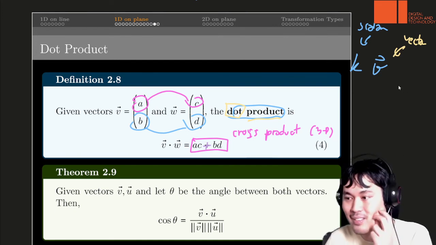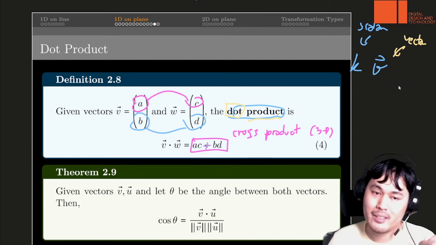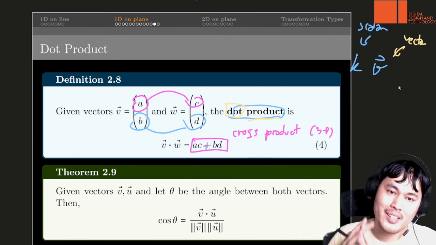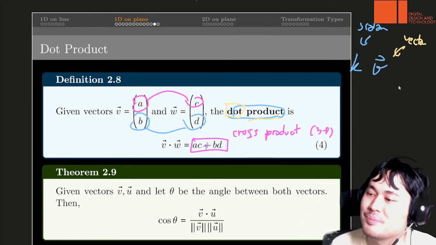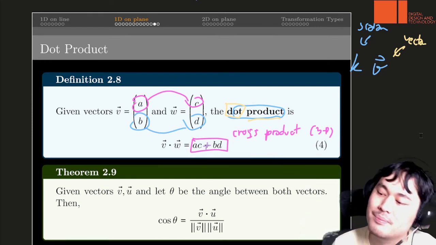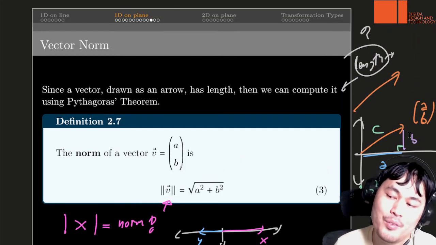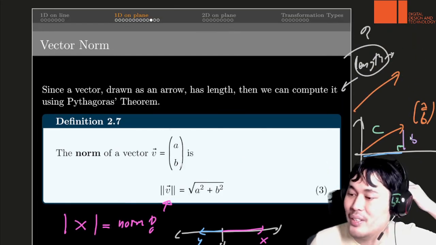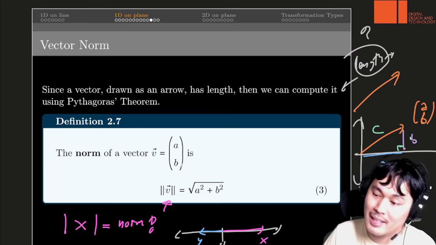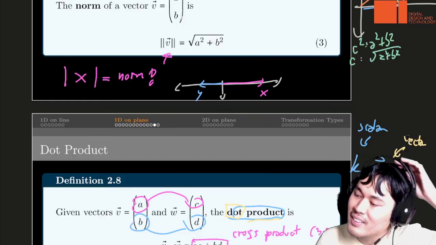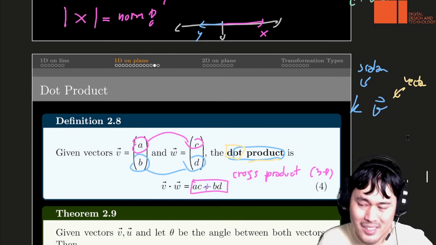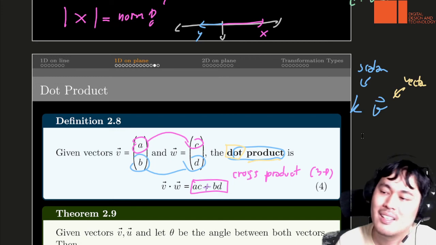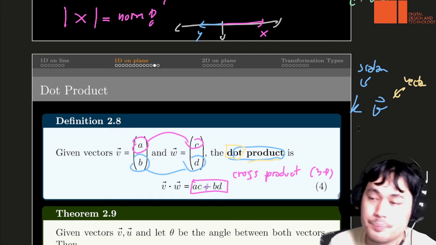But the dot product is kind of weird in the sense that you have vectors, you perform a dot product, and the result is a number, which is weird. Well, maybe not that weird if you think about the norm, because it's the same thing, right? You have a vector, and the result is a number, but that number represents the length of a vector. But here it doesn't represent anything immediately about these two vectors. Just a formula that is helpful in some way.